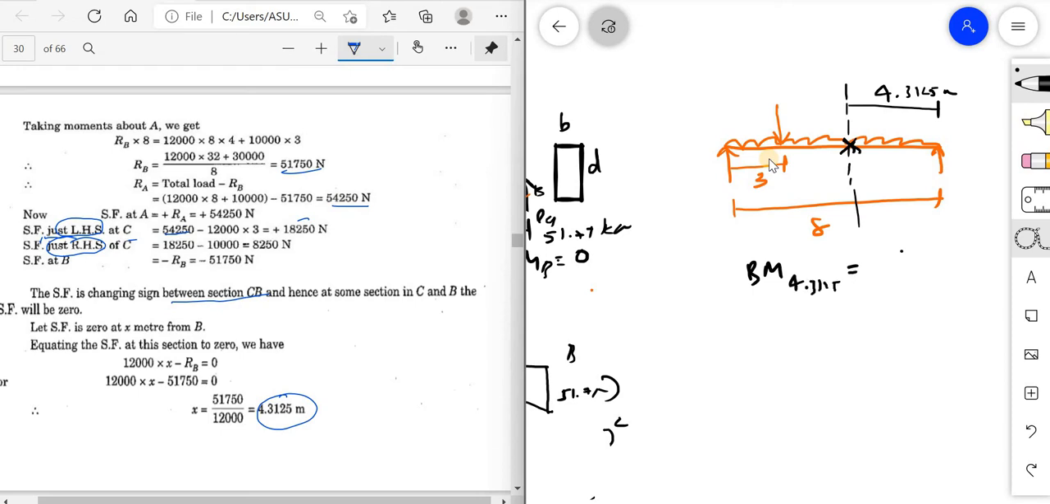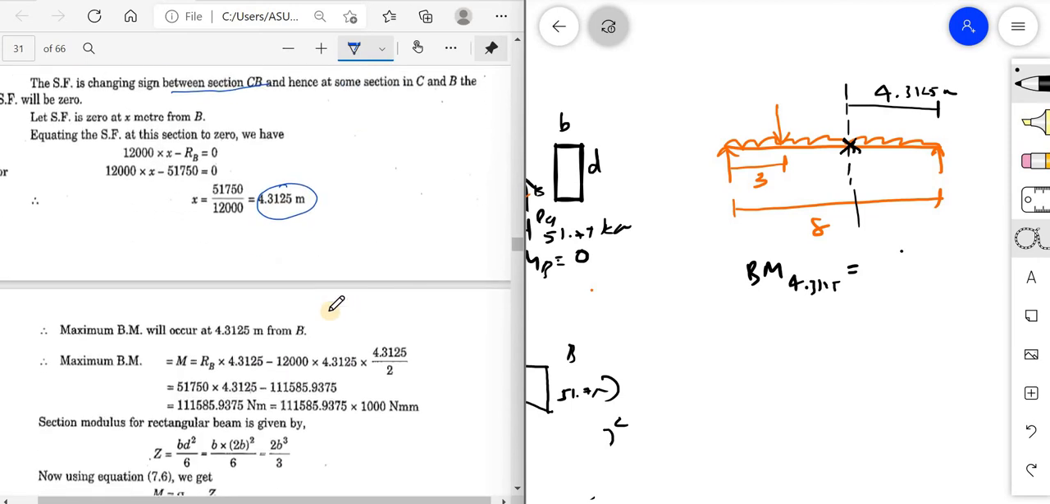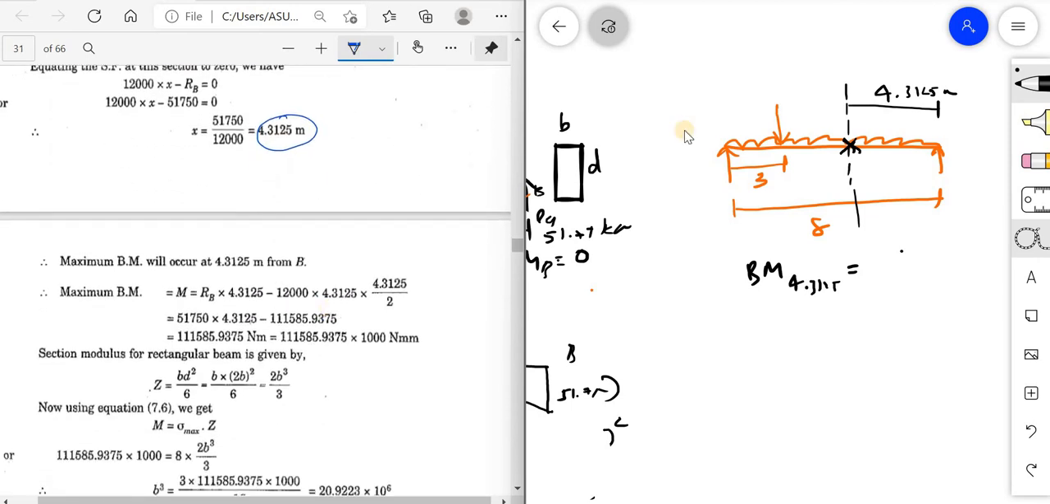Now I have to find the bending moment. I can take the forces either to the right or to the left, and both values will be the same. Let us choose the left. To the left, what are the forces? Only two, this one and this one.